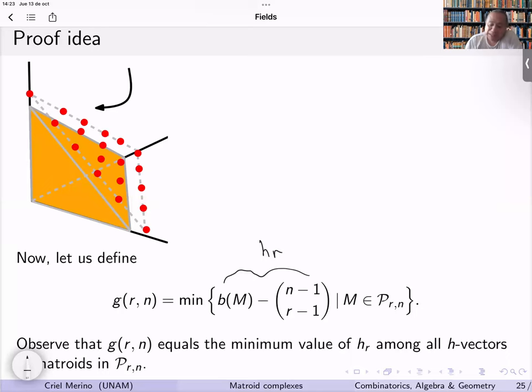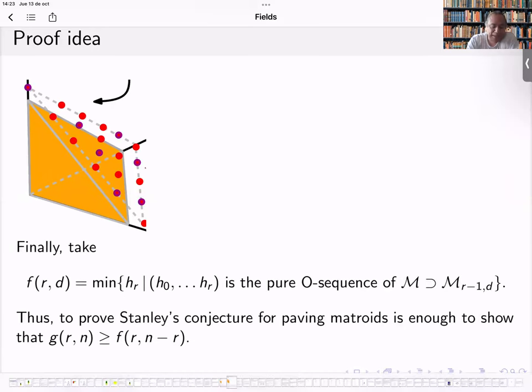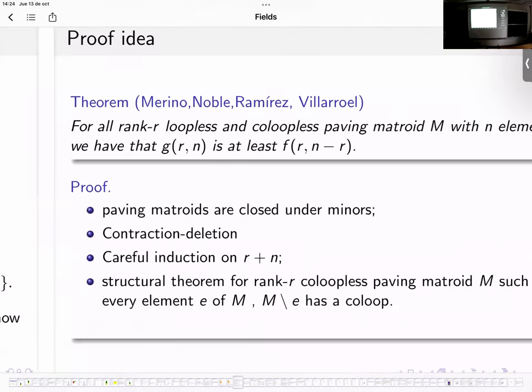So this is the first quantity. The second quantity is F R B. That would be the minimum. I use the same H, sorry. The minimum of the last entry in a pure sequence of a multicomplex that contains the full multicomplex of the previous level, so M R minus 1 D. So what we want to prove is just that G R N is greater than or equal to F R N minus R. That will prove it.